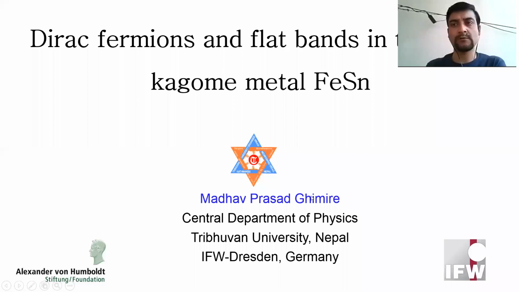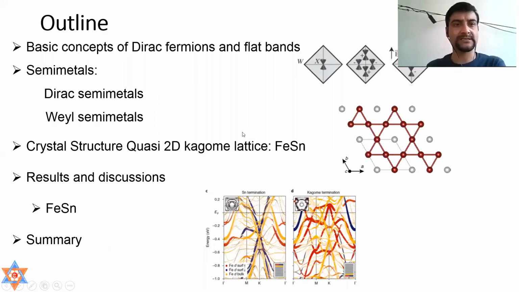Okay, this is the outline of my talk. So in this outline, what I try to discuss is about the basic concepts of the Dirac fermions and the flat bands. This is the figure that I have shown, which will distinguish how a fermion can become a Dirac fermion and then a Weyl fermion. So this figure will tell you.